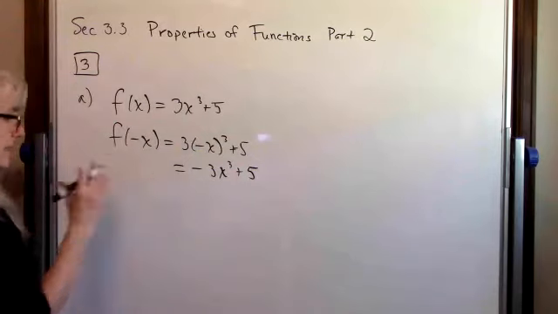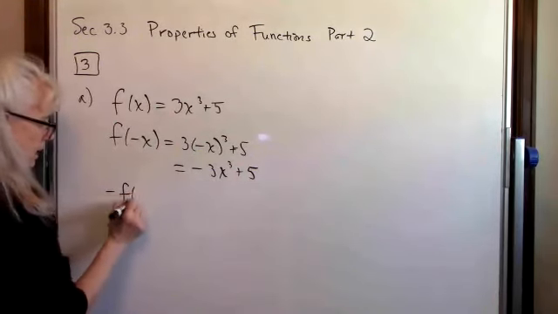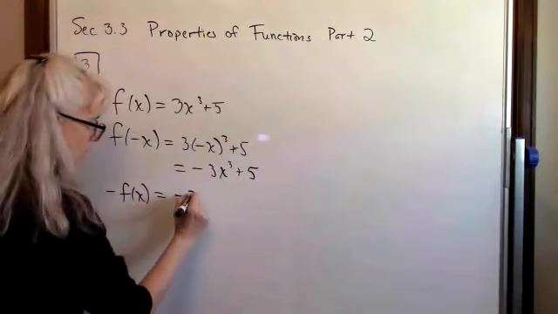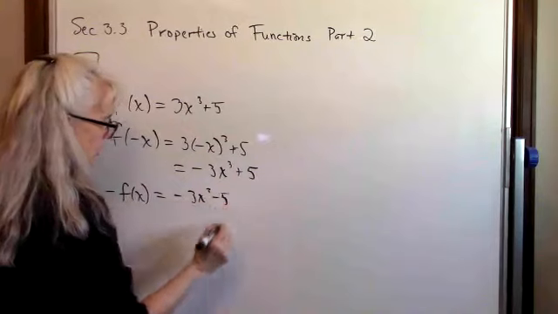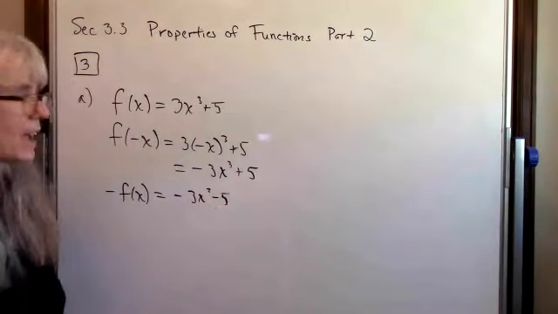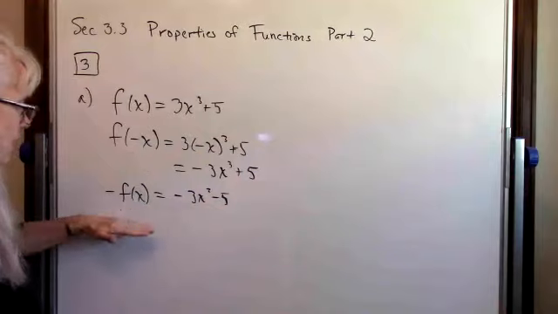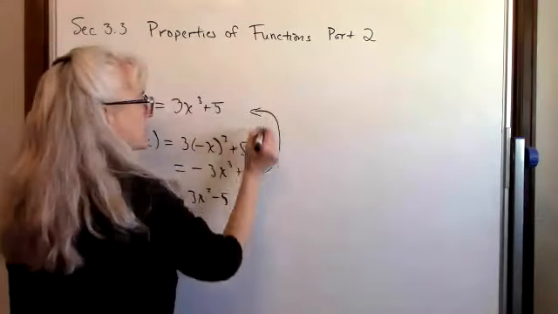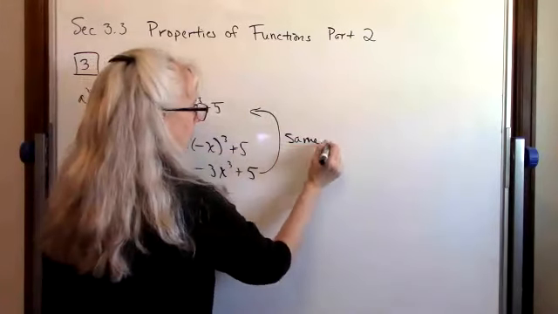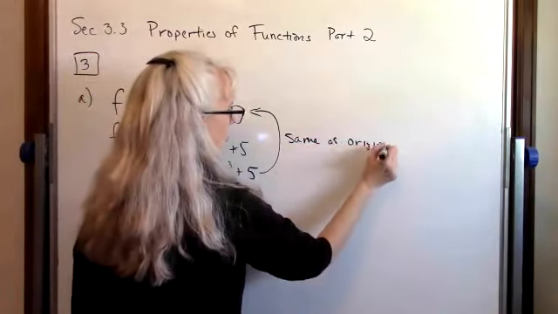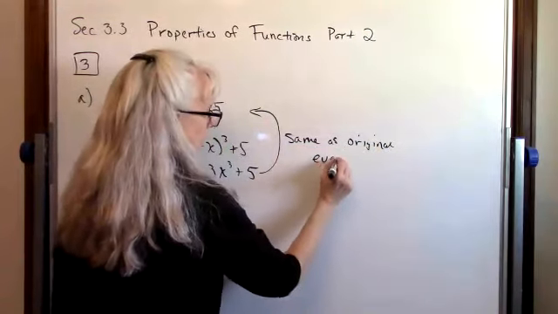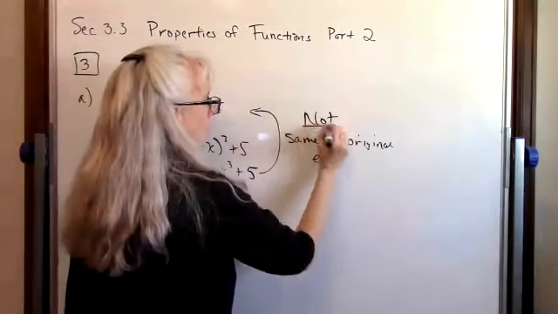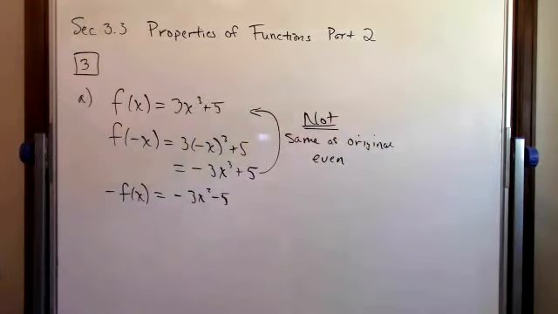Now, in order to test, what we also need is negative f of x. So what's negative f of x? We're going to put a negative on everything and change the sign of the function. Okay, so I've got everything I need. I have the original function, I have f of negative x, and I have the opposite of our function. So the question becomes, if it's the same as the original, it's going to be even. Well, is this the same as this? No. So it's not the same as the original, so it's not even.